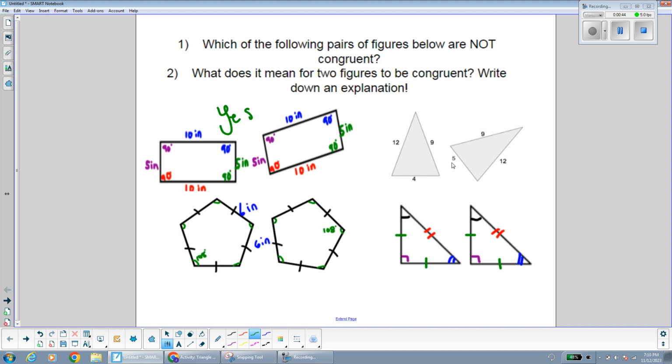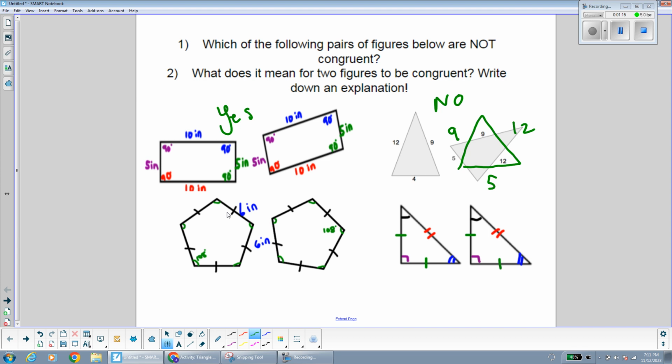And over here, this one's a little bit tricky. But if I redraw this triangle over here to be standing right side up the same way as this one, the 9 would be here, the 12 would be here, and the 5 would be here. So these two triangles are actually not congruent to each other because the sides that are in the same spots as each other are not the same. The corresponding sides are not the same.